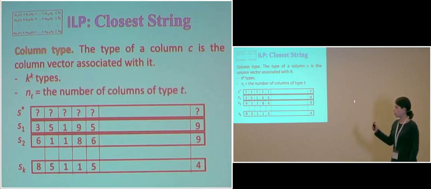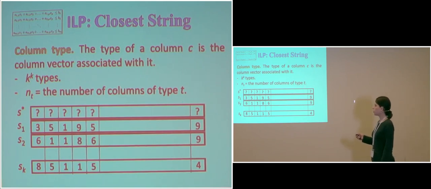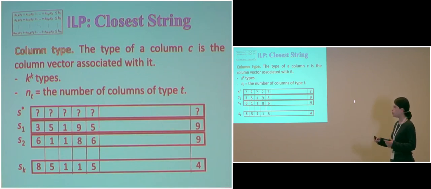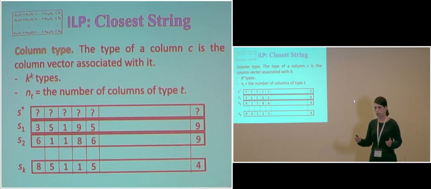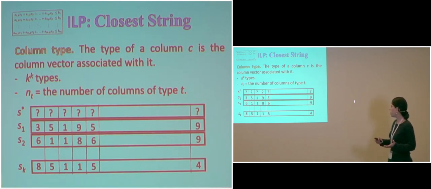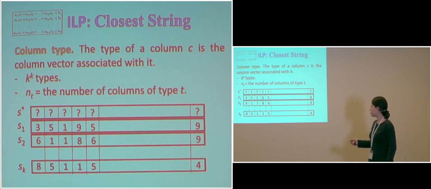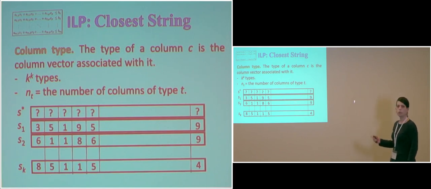Now this is another notation that we will need for the ILP. We will soon see. So let's look at how many columns we have of type T. Okay, so we're thinking about types now. For simplicity, let's think about types as numbers between 1 and k to the k. So how many columns do we have in our input that are of type T? This we will denote by nt. Okay?